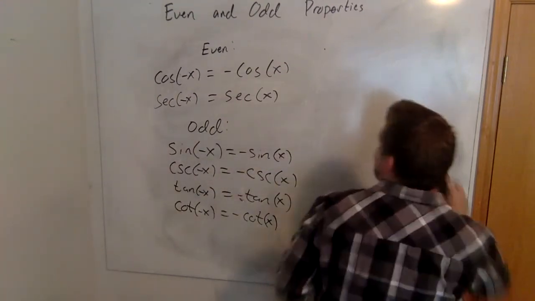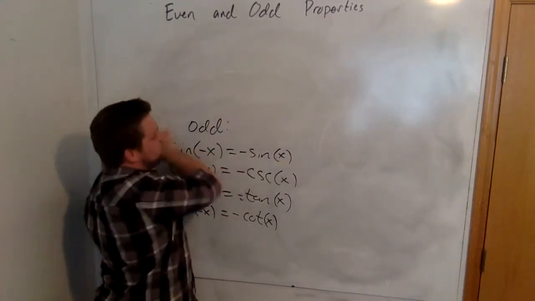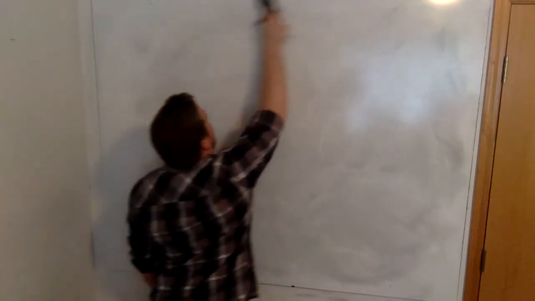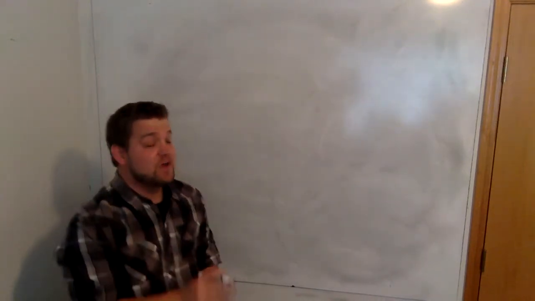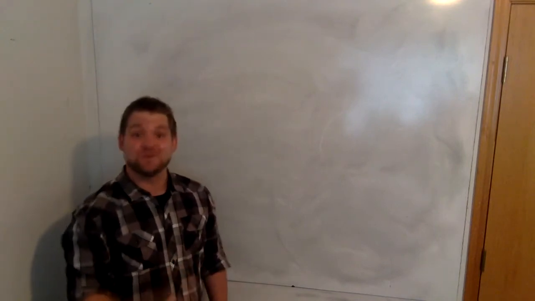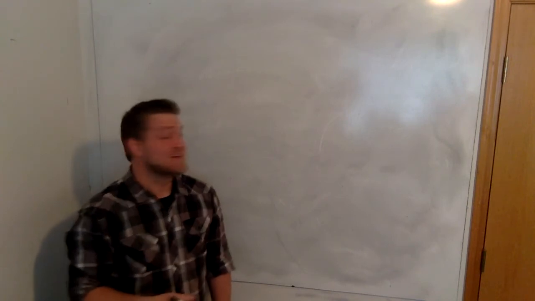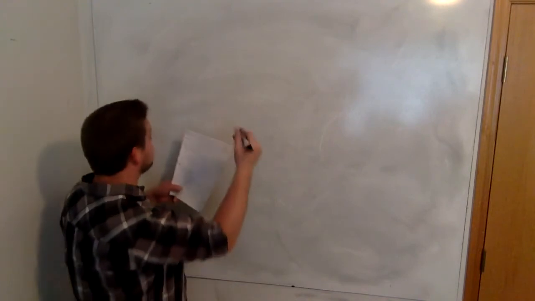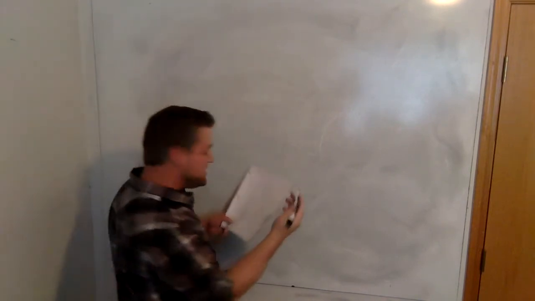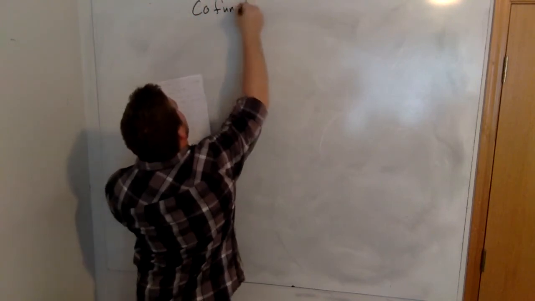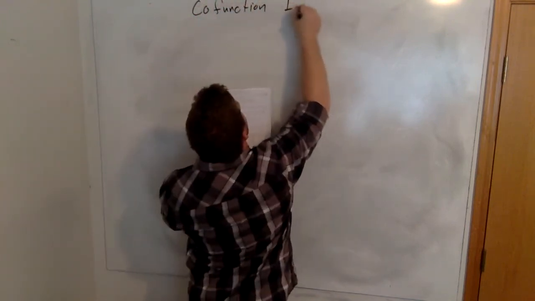Okay, so what else do we want to talk about? Let's talk about the last set of fundamental properties, what are called the co-function identities. Now, if you haven't already gone back and watched my video on the six trig functions on the unit circle, please go check that out. I explain this same idea right there. But for those of you who haven't seen it, and just for completeness of this video, let's go ahead and talk about the co-function identities.